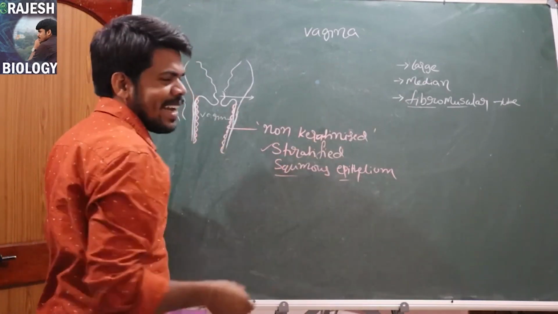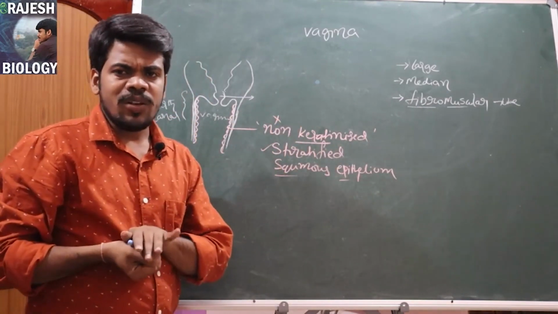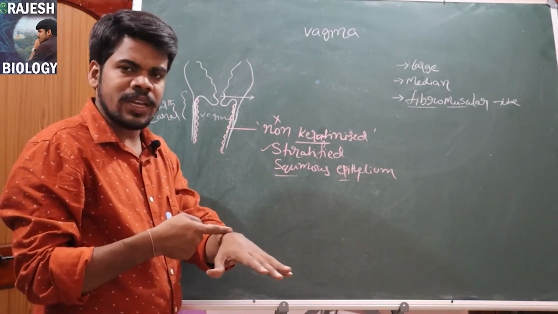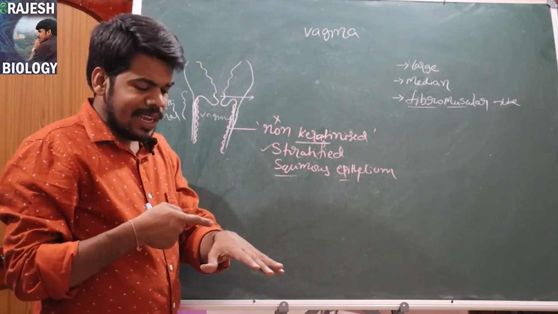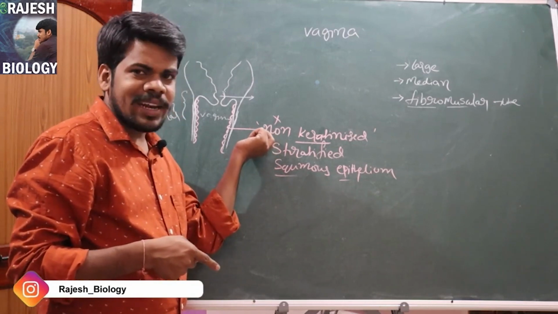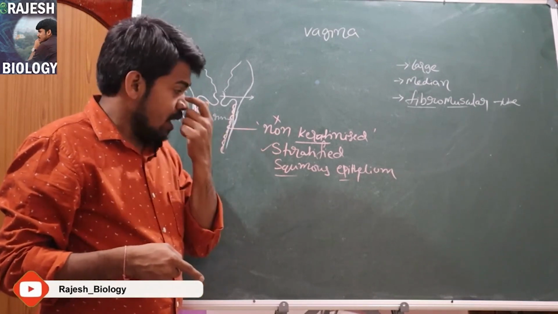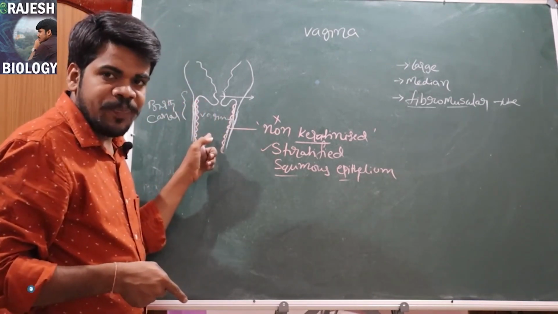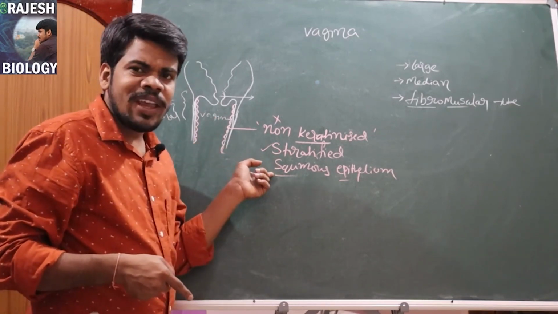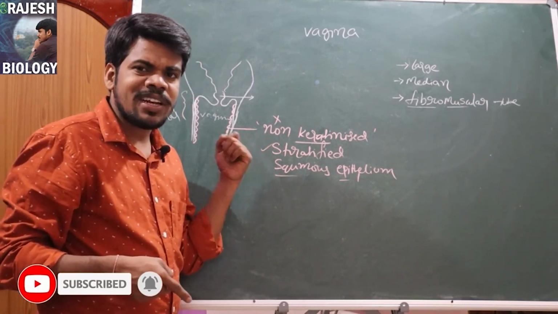What about non-keratinized? Keratin is absent. What is the main function of keratin? Keratin is present in our outer skin and protects our body. Keratin is a strong protein that makes the skin dry. That's why here keratin is absent. If keratin is present, the epithelium fails to secrete mucus.